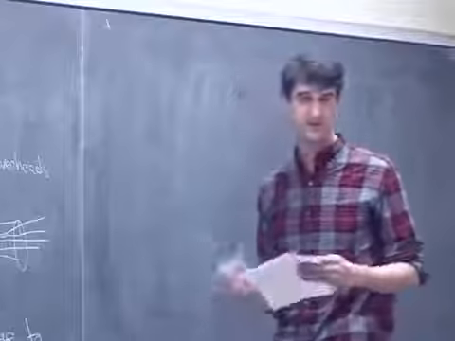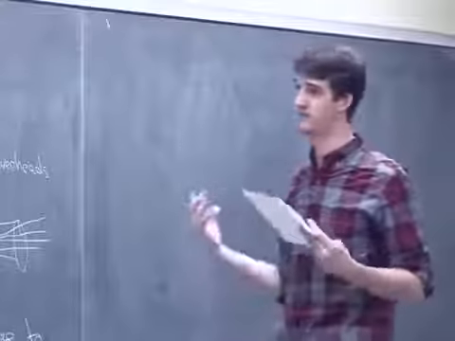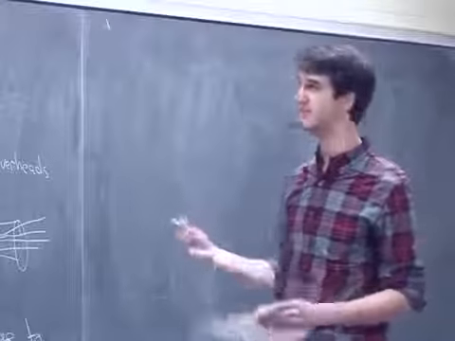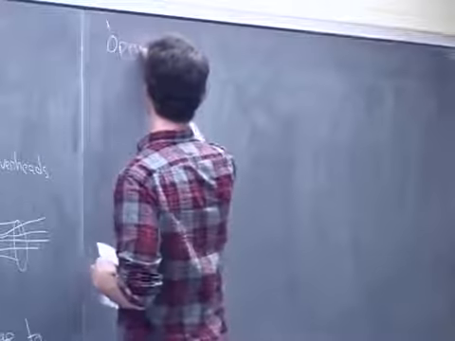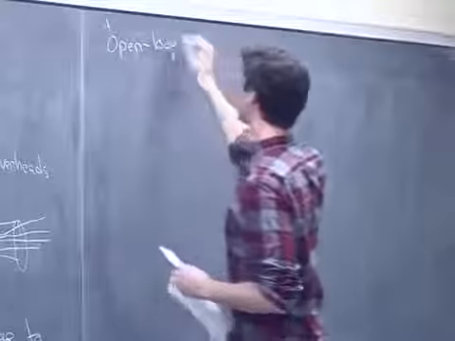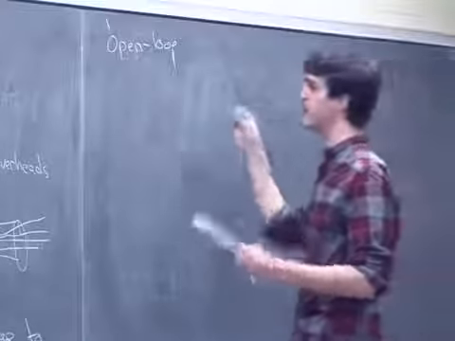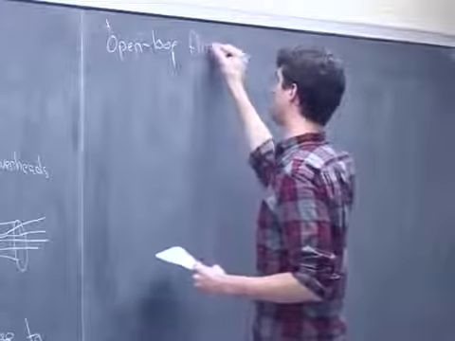All right, so there's a bunch of different ways to classify these techniques. And so the first classification of flow control techniques is called open loop flow control.